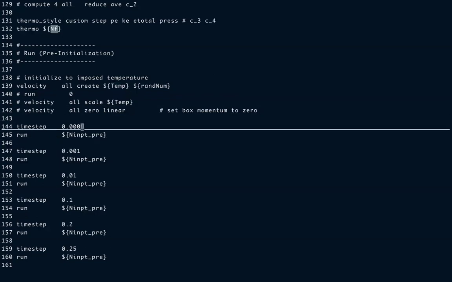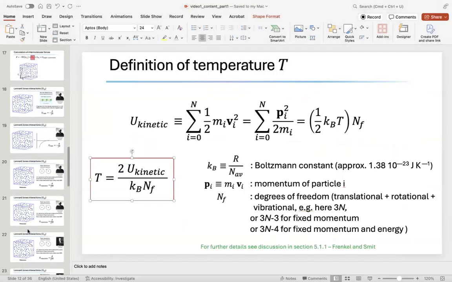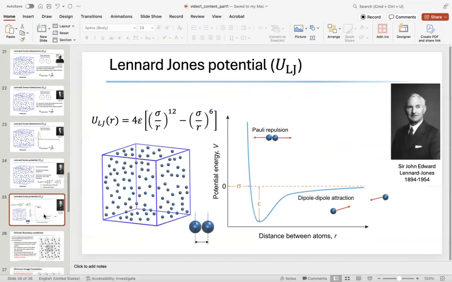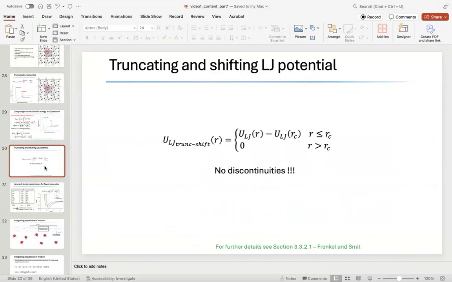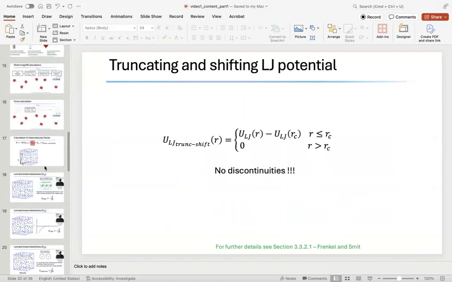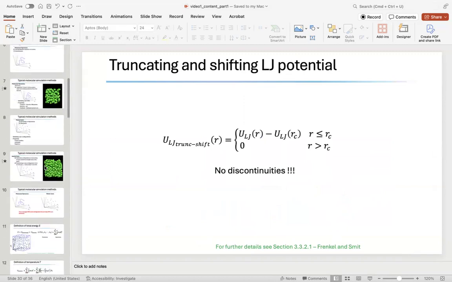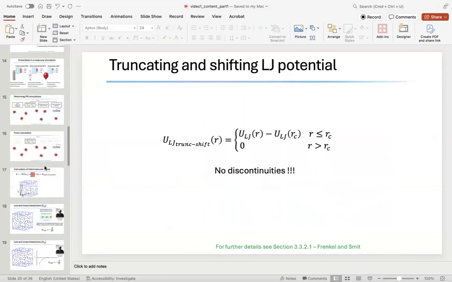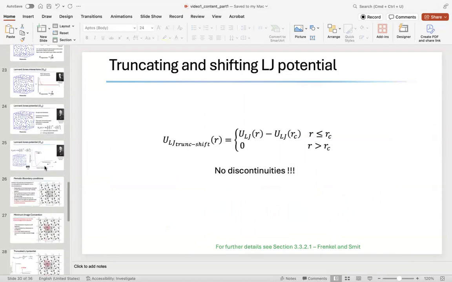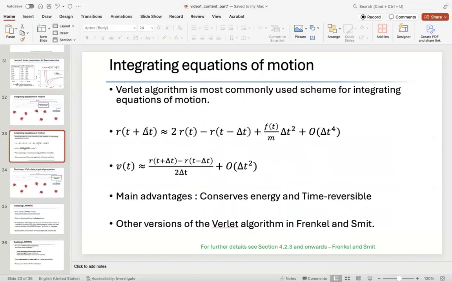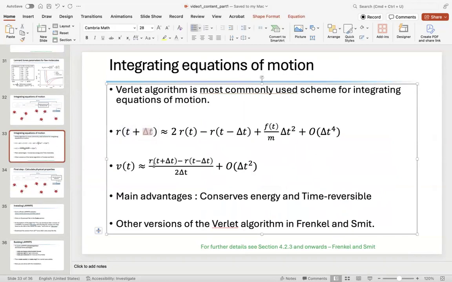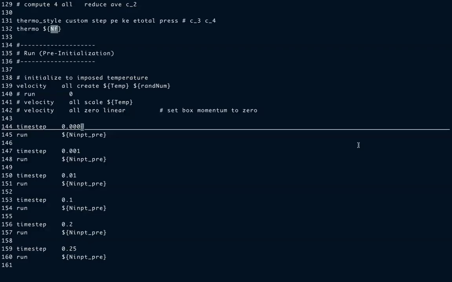Now we have to specify something called a time step. To integrate the equations of motion, what you need essentially is, let us see where we have the integrated equations of motion. Here it is. So you need this dt here, which is the time step for the integration of equation of motion. And this is a very important choice that the user makes.